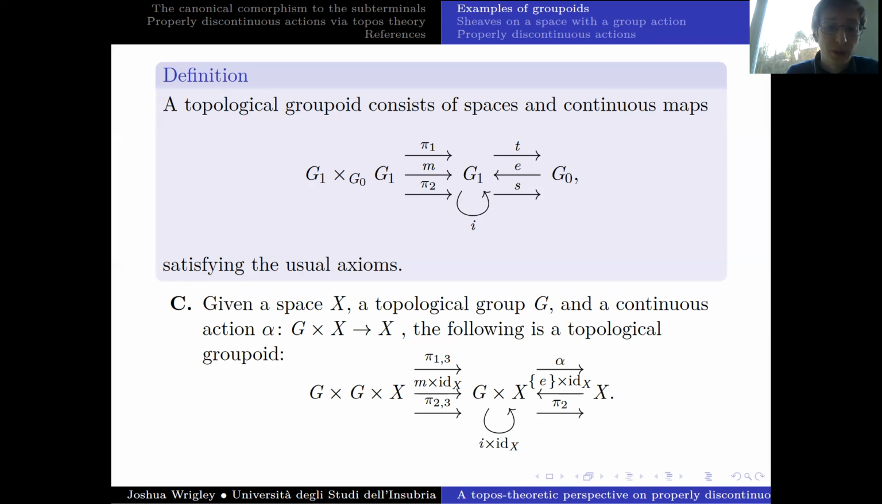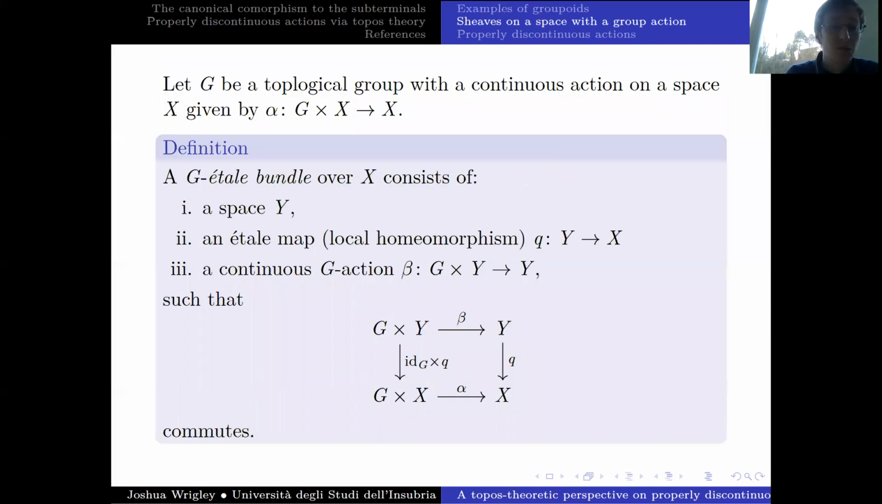Now, what are the sheaves on this groupoid? So we start off with a topological group and a continuous action on a space X. Then we're going to define a G-tau bundle to be a space Y with a map tau over X, tau being a local homeomorphism. And we require a continuous action by G on this space Y, such that the action commutes with this tau map.